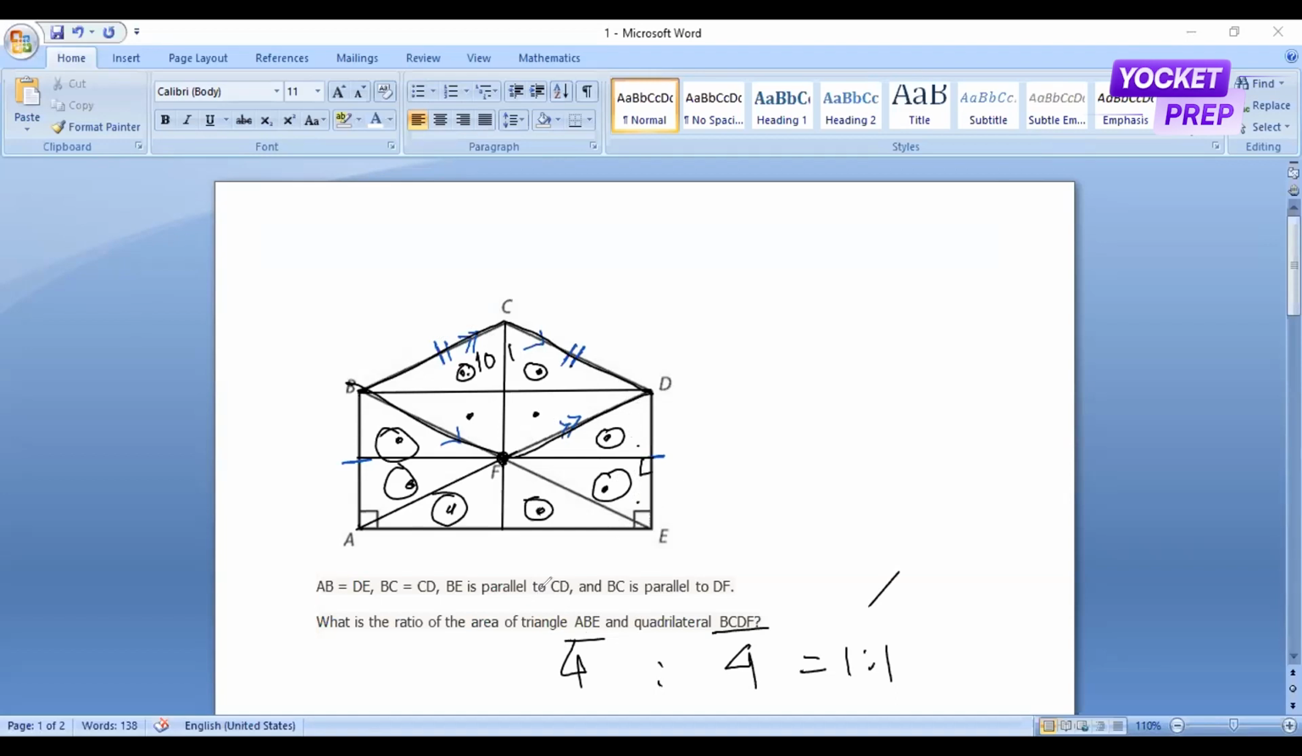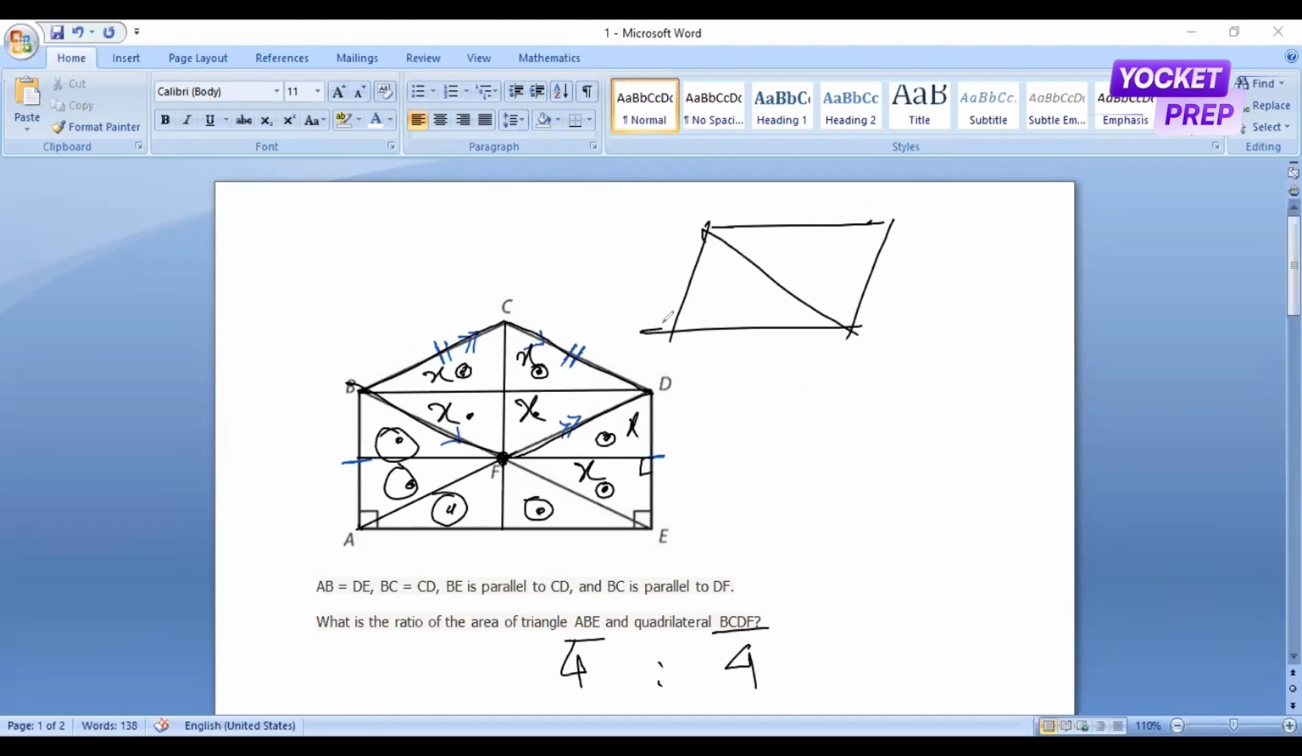By looking at it, it does not look like they're equal in areas. Understood what I'm saying? After all, it's the same set of dots, right? All of these areas are the same. If this area is X, this is also X, this is also X, this is also X. This will also be X, this will also be X. After all, in any parallelogram, if you join the diagonals, all these 4 triangles always have equal area. That's the basic property of a parallelogram.